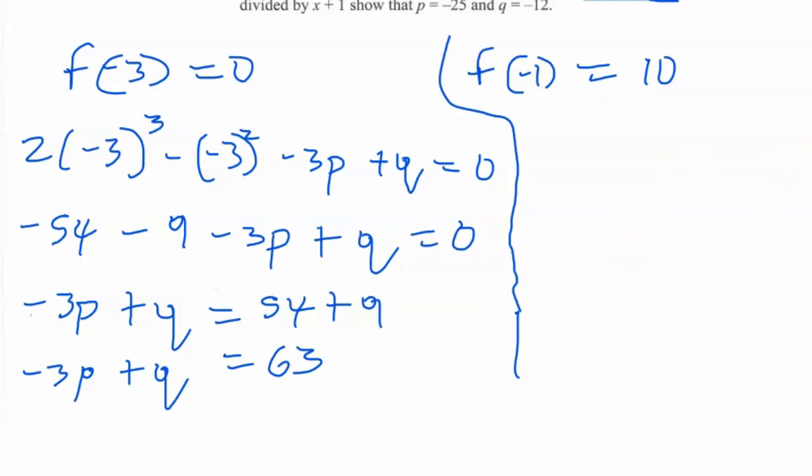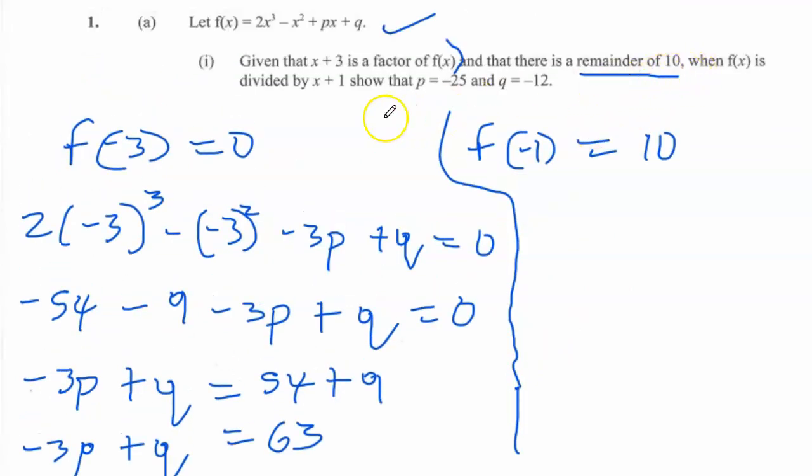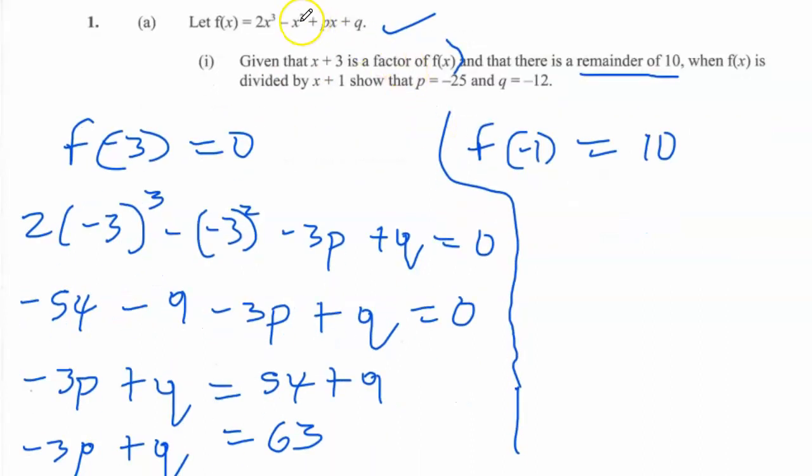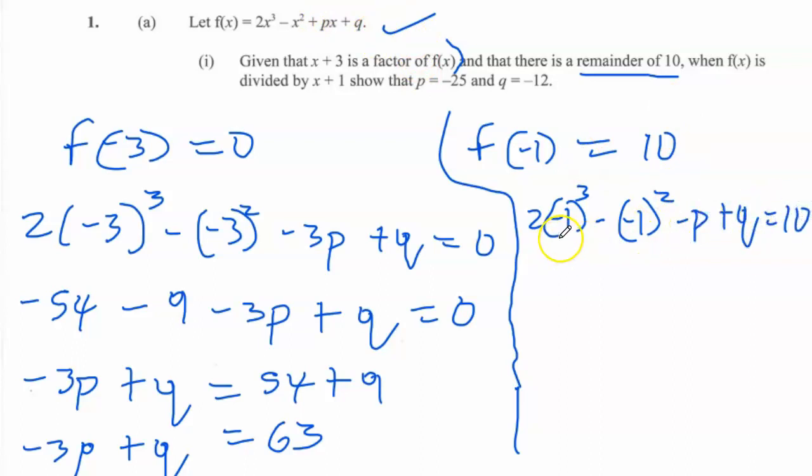And we are also told that the remainder is 10 when divided by x minus 1, which means f of 1 equal to 10. So now we're going to replace x with 1 over here. So we end up with 2 times 1 cubed minus 1 squared, and p times 1, that's p, plus q equal to 10. So 1 to the power of 3, we end up with 1 times 2, that's 2, minus 1, that's 1, plus p plus q equal to 10.